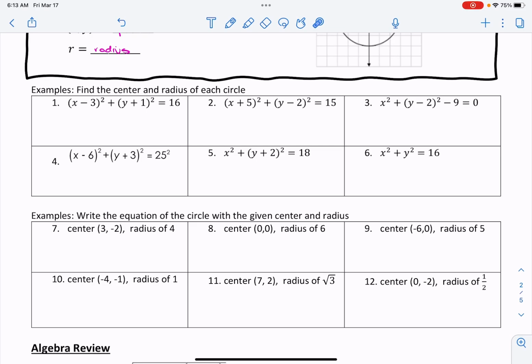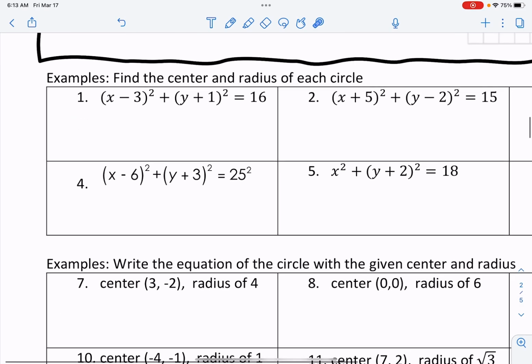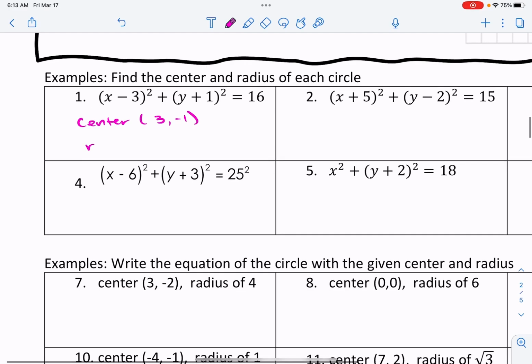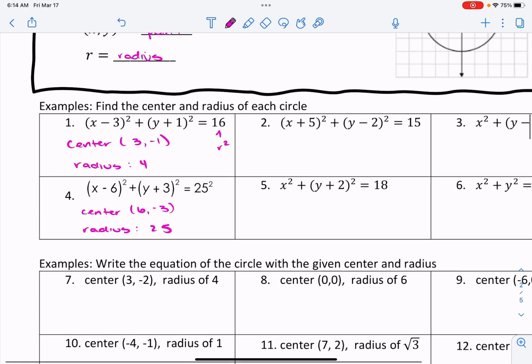You have to complete them. So here, looking at the first one, notice that the center here would be at 3, -1, because remember we are doing the opposite. And then the radius on this one is going to be 4, because you do have to remember that this here is radius squared. Let's look at number 4 here. The center here would be at 6, -3. And then the radius would just be 25, because this is r squared, so that means that the radius is 25 there.